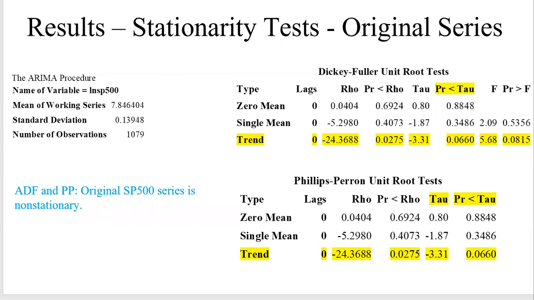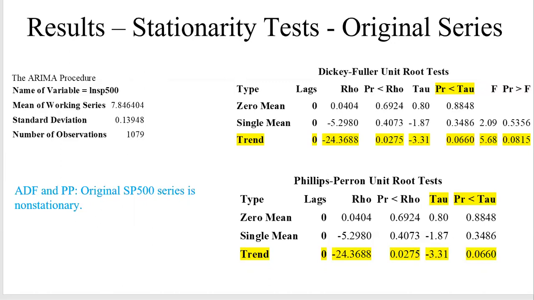In this slide, we show the stationary tests. To test if the S&P 500 series is stationary, we conduct the augmented Dickey-Fuller or ADF test and the Phillips-Perron or PP test. The ADF and PP tests are conducted using zero lag differences because the identification test suggests an autoregressive model of order 1 or AR(1) model. So the ADF and PP unit root test tables on the right are for zero lags.